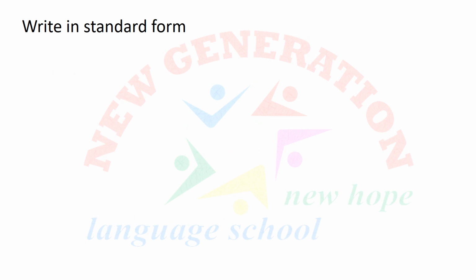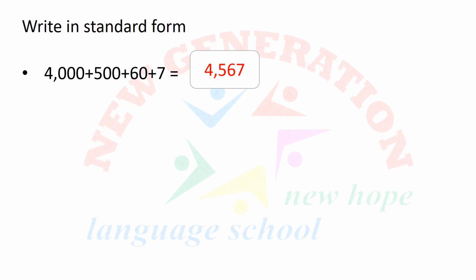Okay, I want to write in the standard form. 4000 plus 500 plus 60 plus 7 equals, of course, 4567. Can you solve this? 4000 plus 600 plus 50 plus 4.